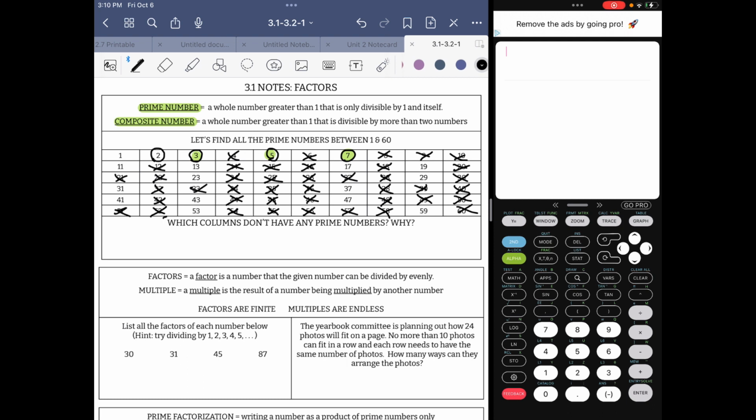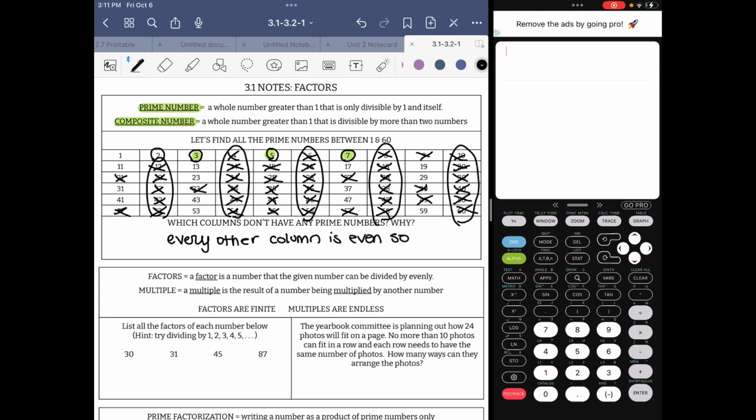So you should notice that the columns that don't have any prime numbers left, that we ended up crossing out the whole column, are here, here, here, here, here, because those are all even numbers. So every other column is even, so it can be divided by 2. And if it can be divided by 2, it's not prime, unless the number is 2 itself.